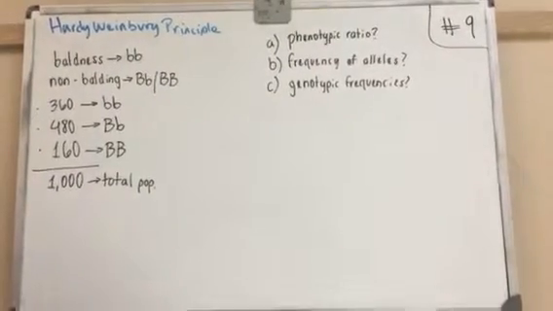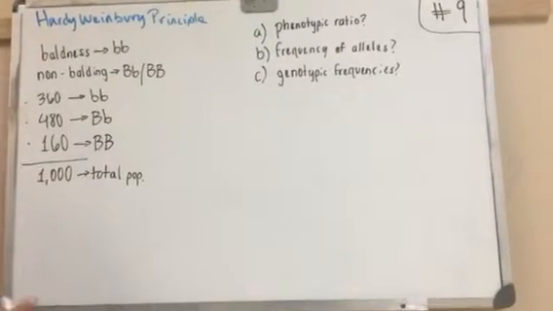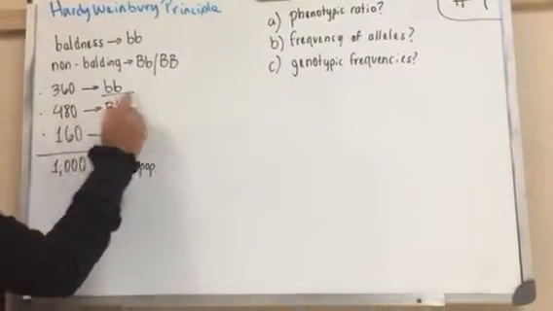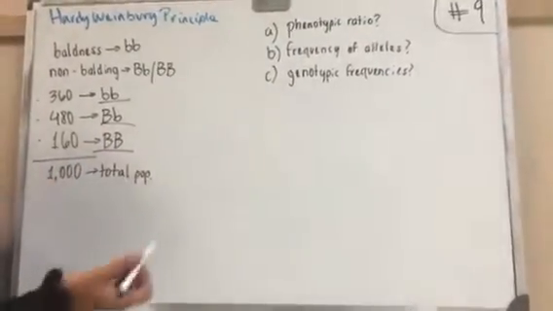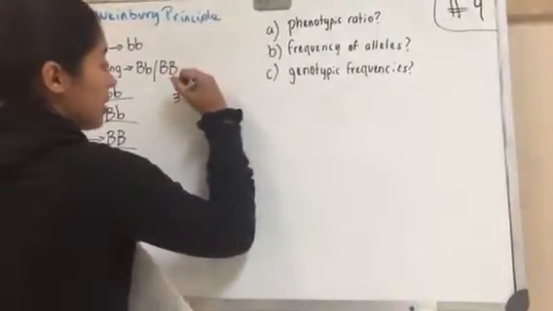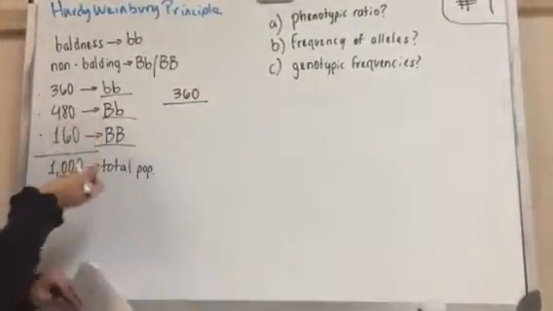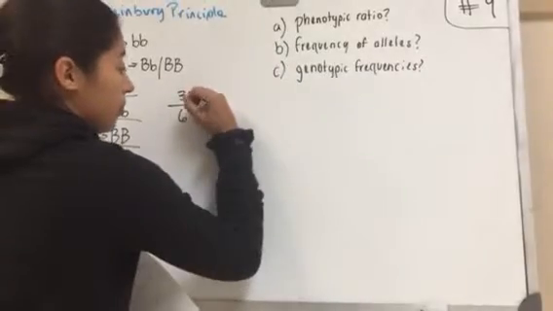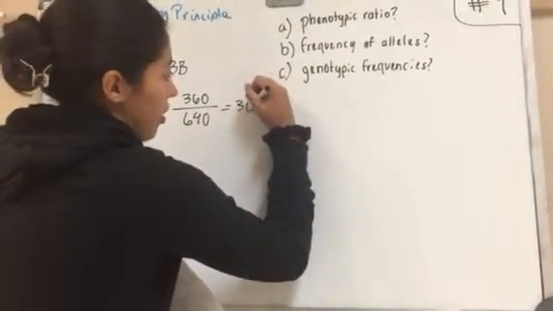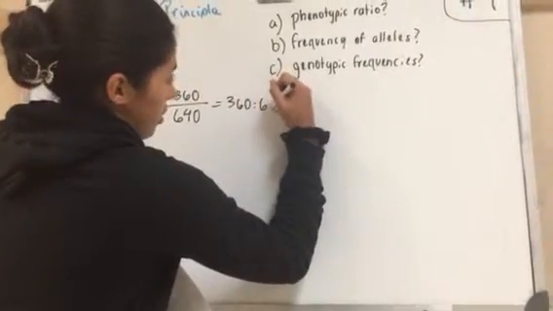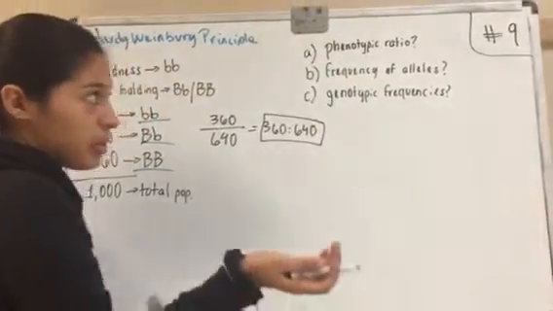So we're going to do the phenotypic ratio, which is baldness over non-balding. The homozygous recessive are the ones that are bald, and these two are not. So what we're going to do is 360 over 640, because 480 plus 160 is 640. And so we're going to come up with a ratio of 360 to 640. And that is going to be A, the phenotypic ratio.